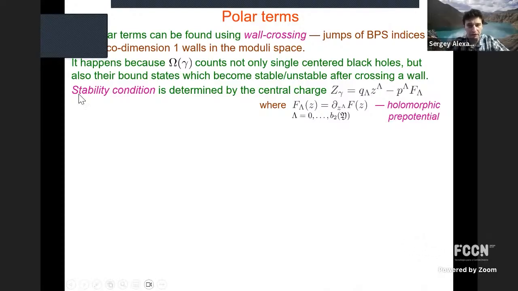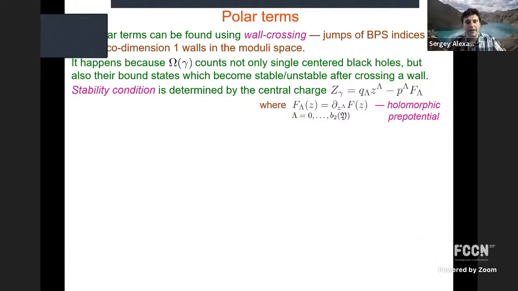Okay. And returning to wall crossing, whether a bound state is stable or not is determined by the so-called stability condition, which is captured by the central charge function, which is a linear combination of charge components. And the coefficients are given by Kähler moduli and the first derivatives of the holomorphic prepotential, which is itself a function of the Kähler moduli.